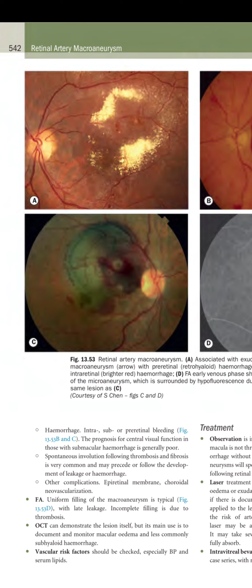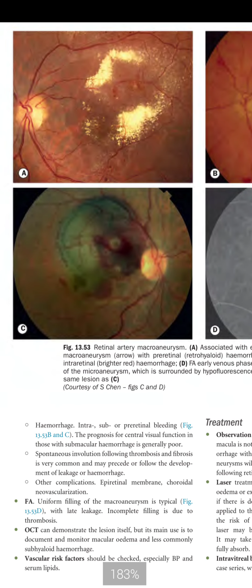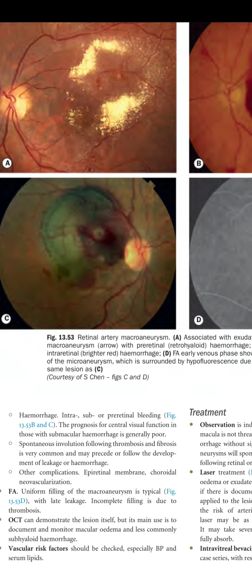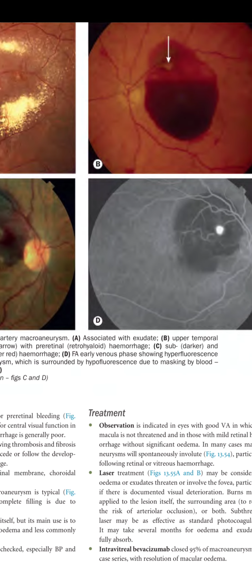So FA will show uniform filling of the macroaneurysm, typically with late leakage. Incomplete filling is due to thrombosis. OCT can demonstrate the lesion itself, but its main use is to document and monitor macular edema and, less commonly, subhyaloid hemorrhage. Vascular risk factors should be checked, especially blood pressure and serum lipids.